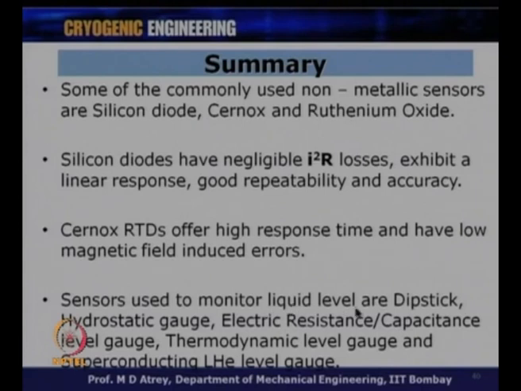Sensors used to monitor liquid level are dipstick hydrostatic gauges, electric resistance or capacitance liquid level gauge, thermodynamic level gauge, and superconducting liquid helium level gauge. So, we have seen the working of all these sensors, and they work for the way you want. For example, dipstick works for giving an approximate indication of the level for nitrogen, while superconducting will be used for liquid helium level, and others could be used for nitrogen, neon, hydrogen, etc. Thank you very much.